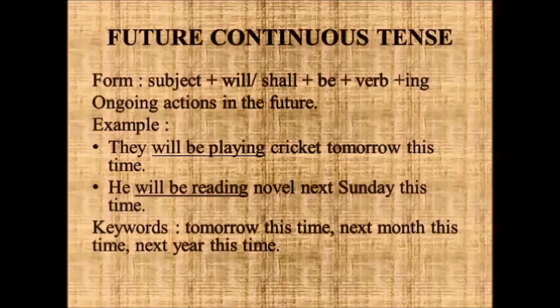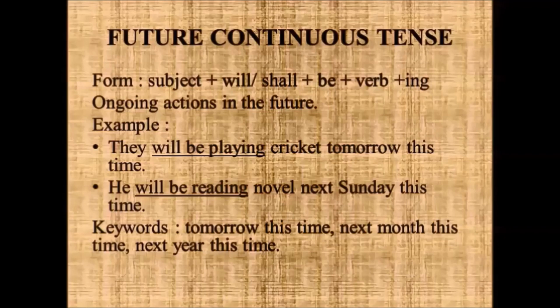For example, they will be playing cricket tomorrow this time. From this sentence, you come to know they are going to start to play cricket tomorrow and it is going to progress for a particular time tomorrow in the same time. So we are using future continuous tense in that case.